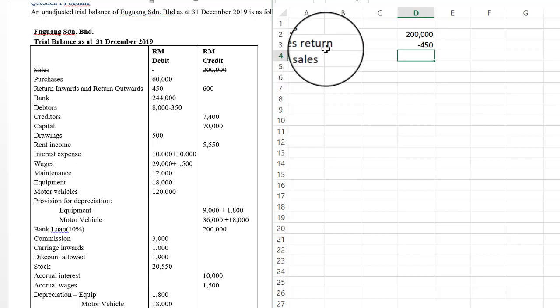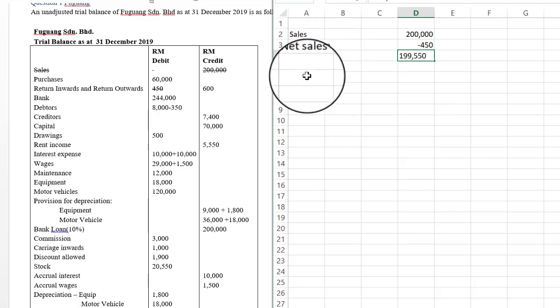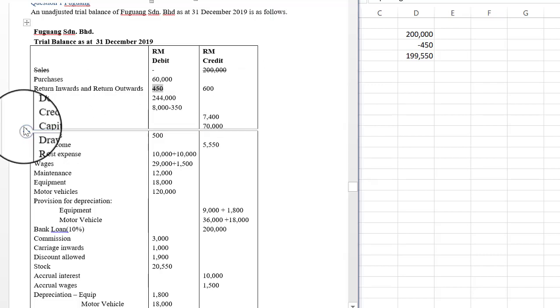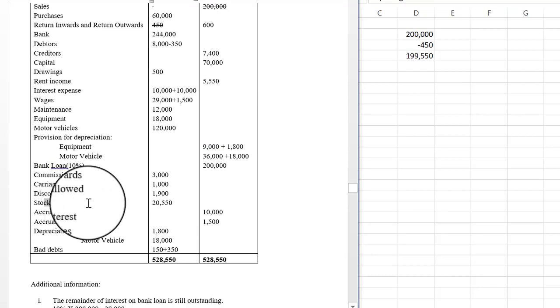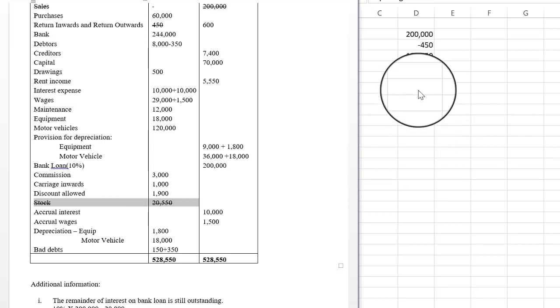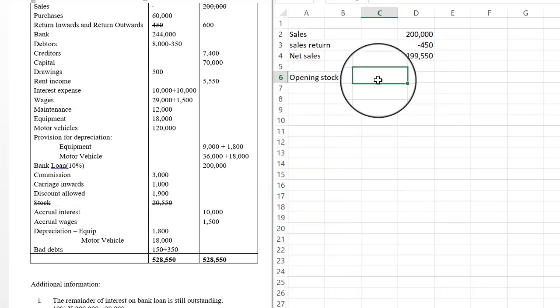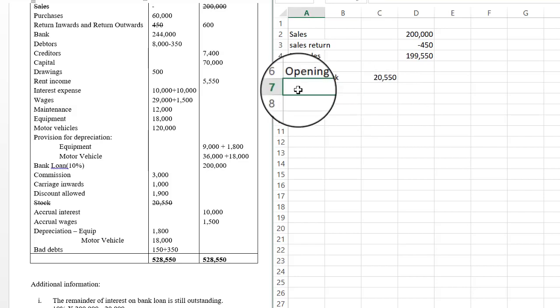So you have net sales of 199,550. Then you have your opening stock. The stock in your trial balance is always your opening stock. So your opening stock is 20,550.